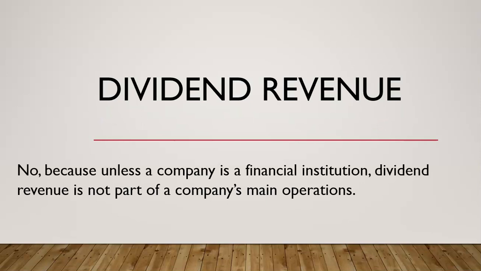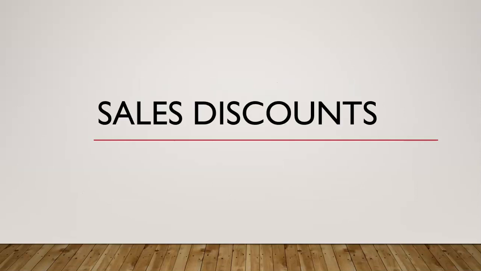Dividend revenue is not included in income from operations. Let's assume in all of these examples that we're talking about a merchandise, manufacturer, or service company other than a financial institution or any sort of landlord or property management group. So we're not talking about banks and we're not talking about landlords, any other type of company. Dividend revenue would not be a part of a company's main operations.